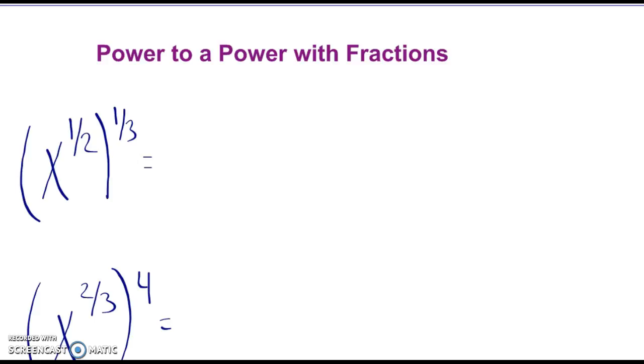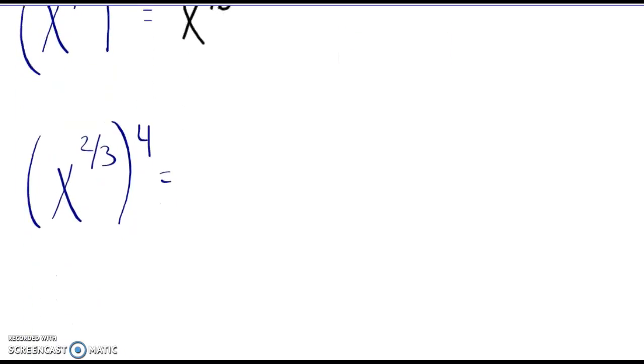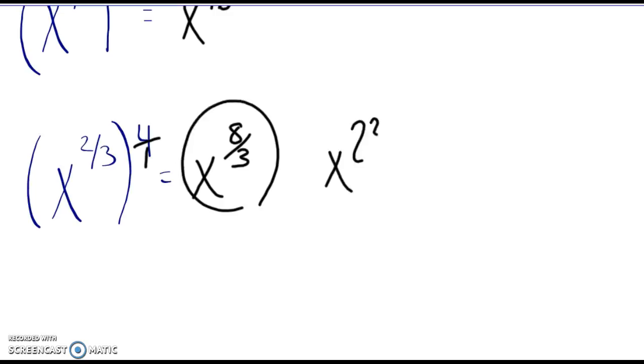If I have x to the 1/2 to the 1/3, I simply multiply my exponents and get x to the 1/6. Continuing on, if I have a power raised to a power, remember 4 is 4 over 1. So I have x to the 8/3. Leave your fraction as an improper fraction. That looks far better than x to the 2 2/3.